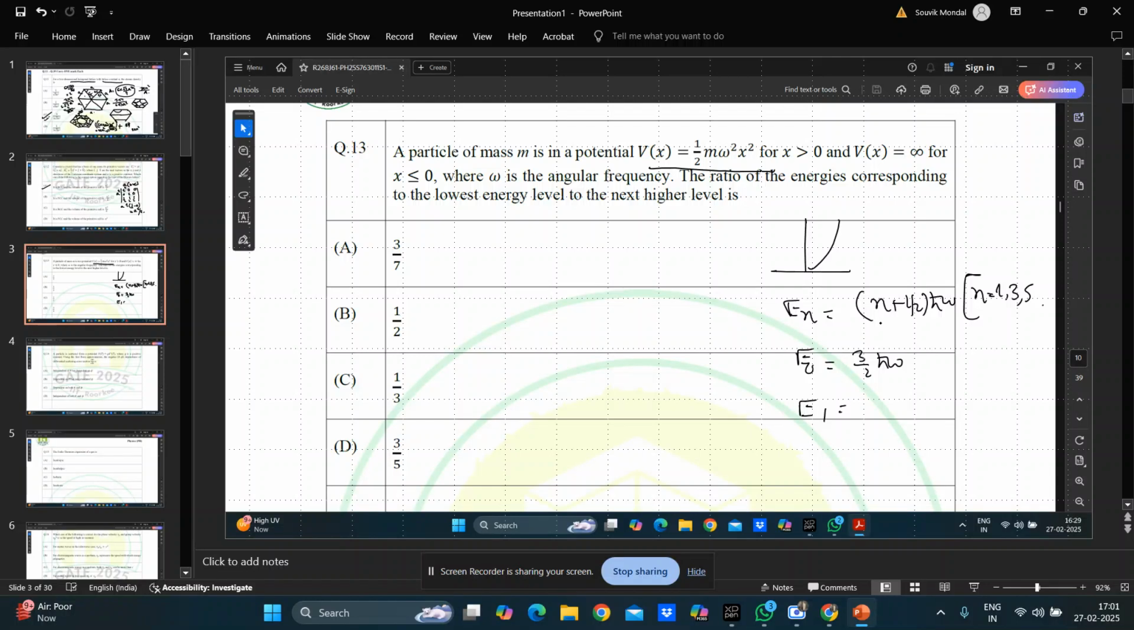You have to put n is equal to 3 here, so it is 7/2 ħω, the odd numbers only. Okay, so the ratio will be 3 by 7.